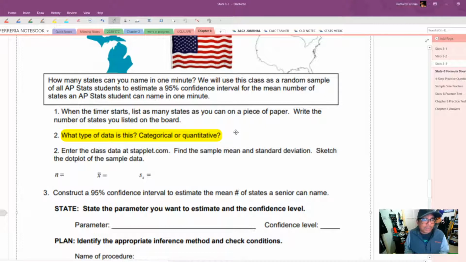Well, the results that we are getting, the things that you're going to be answering this question with, are numbers. And those numbers have a meaning. In other words, the number 5 means something in relation to the number 12. So this leads me to answer this with, these are quantitative data.